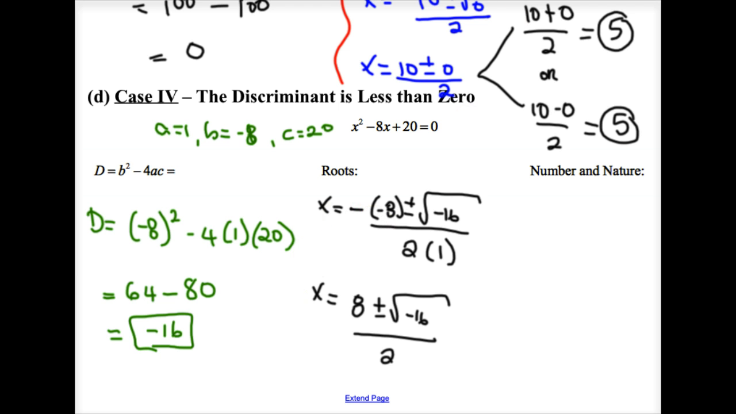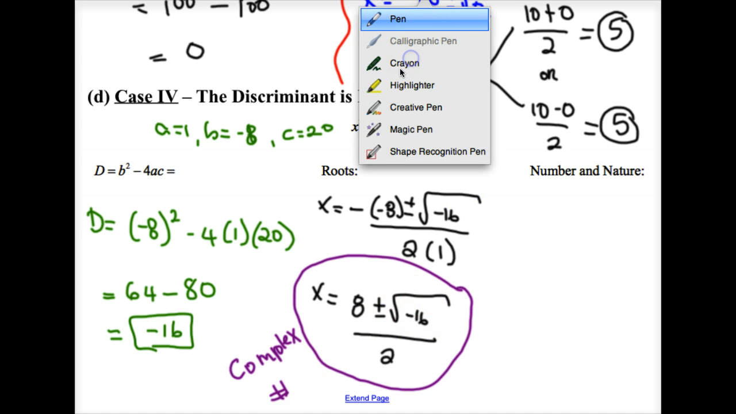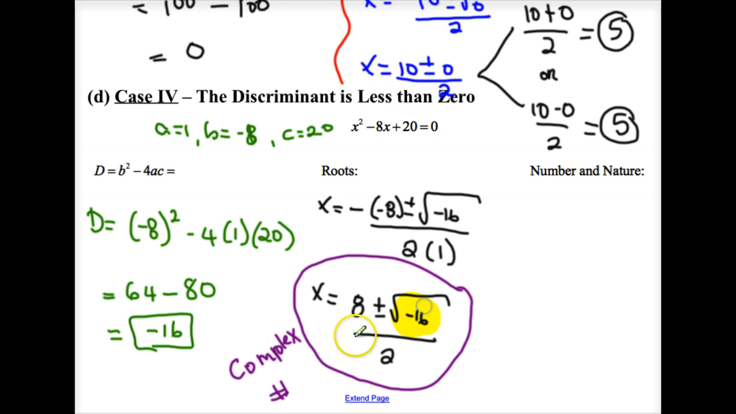This is known, and let's make a note, as a complex number because of this right here. Why? I'm going to highlight it in here. This goes with the complex. That's what makes it a complex number. We're going to talk about how we later simplify this. For now, you just need to know anything that has a negative under the square root.